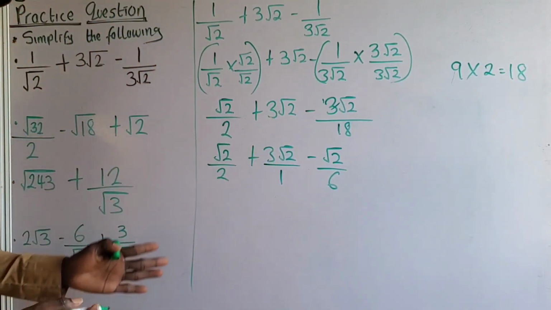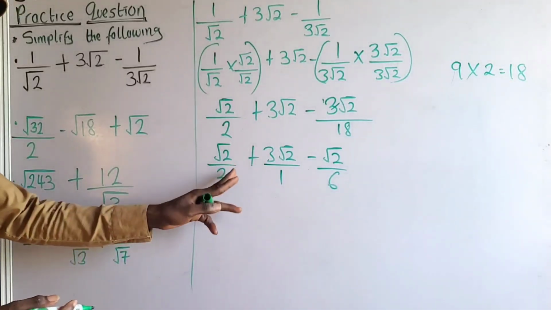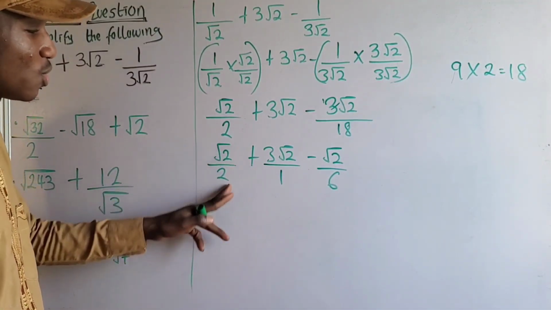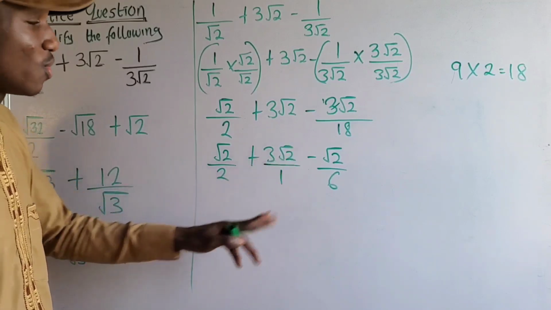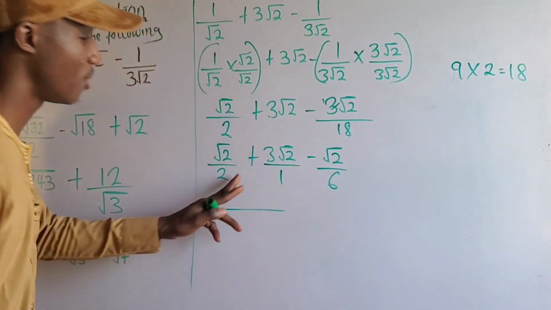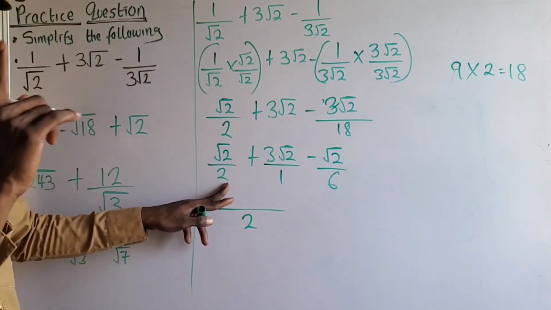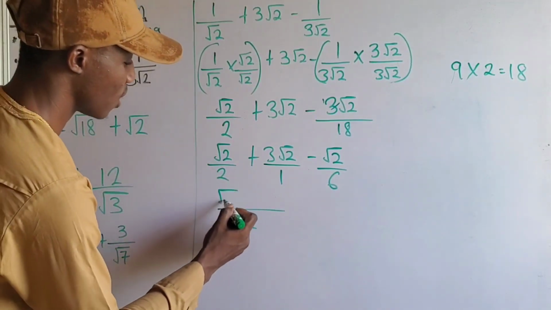So now, using board math, we have to first deal with the fraction that has an addition sign in between them. So this is root 2 over 2 plus 3 root 2 over 1. So the LCM of both fractions is 2. So I'm going to have 2 here. 2 divided by 2 is what? 1. 1 times root 2 is what? Root 2. Are you there?